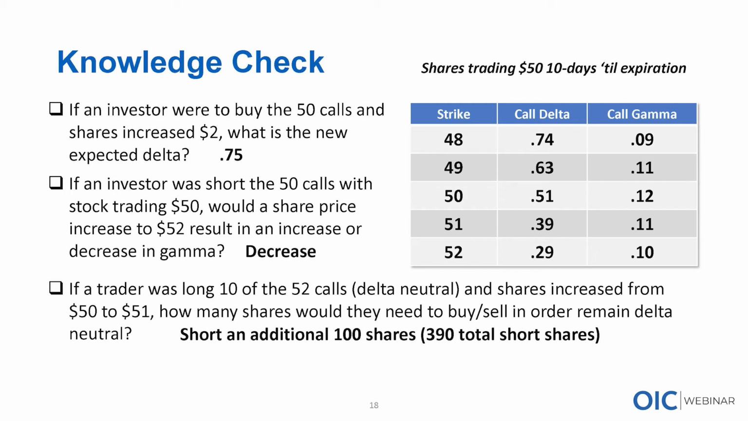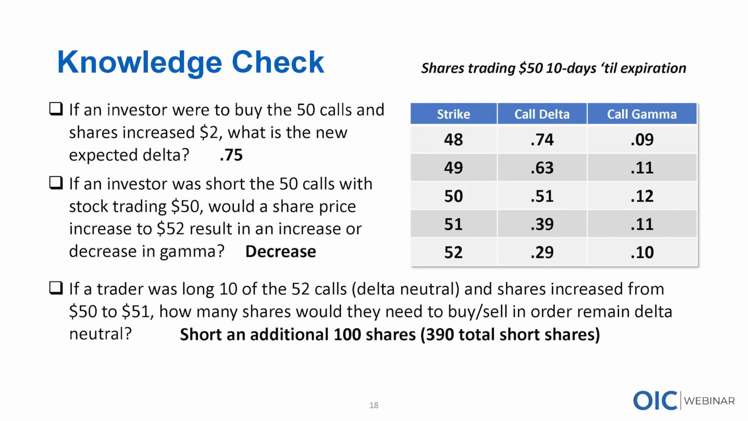All right, let's look at a different question. If an investor were short the 50 calls, so we're going to look at the same options, but now we're going to be short them. Stock's trading at 50. Would a share price increase to 52, just like it did before, of $2, result in an increase or a decrease in gamma? So if share price goes up by $2, would your gamma increase or decrease?